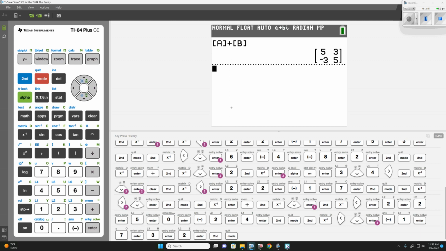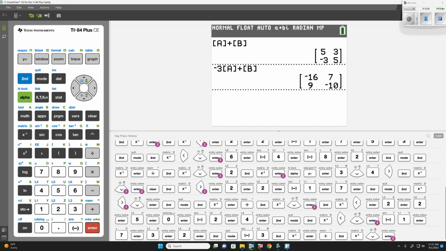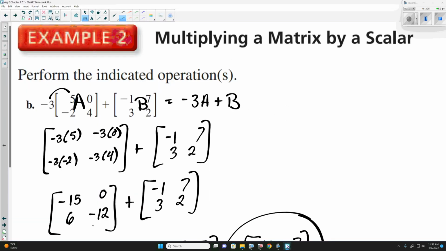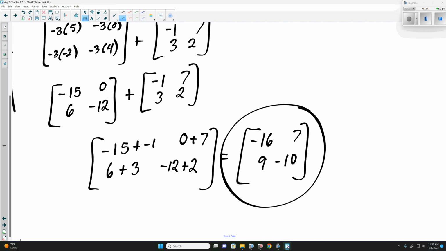So on the calculator, I could say -3, second matrix A, plus second matrix down 1 to B, enter, and we get this here. Is that the same thing we got? Let's see here. -16, 7, 9, -10. It'll do the exact same thing. So especially when we start getting more scalar multiplications, we're multiplying the first and second by a scalar, the calculator might be a little bit quicker.